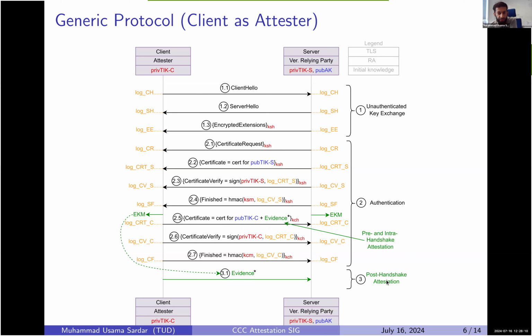And the other design option, the third one, is the post handshake. The exported key material takes into account the logs up to the server finished, and the client certificate is not a part of that exported key material. That's why we need to take care of this certificate separately. This exported key material then becomes a part of the evidence, which in the post handshake has an extra step where it has to transmit this evidence, either as application data or on some other layer after the TLS has finished.